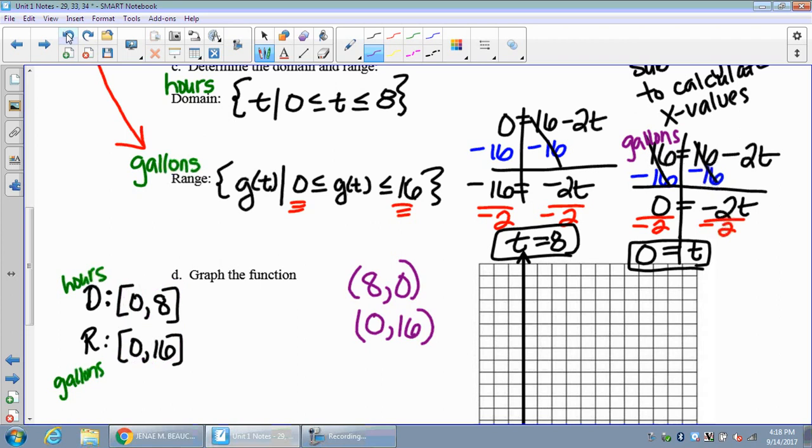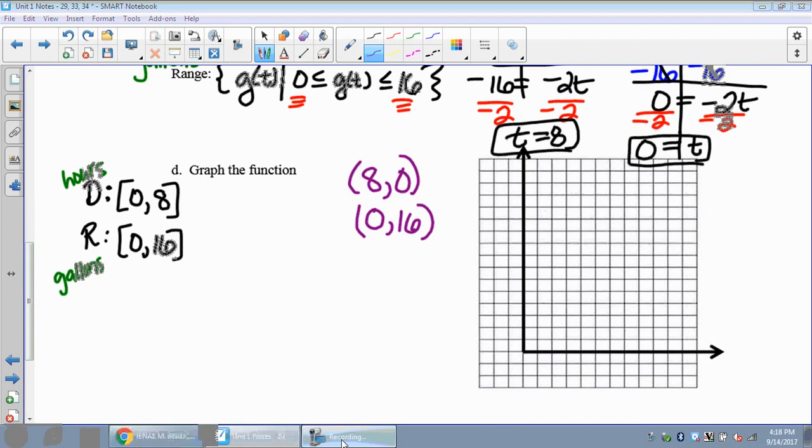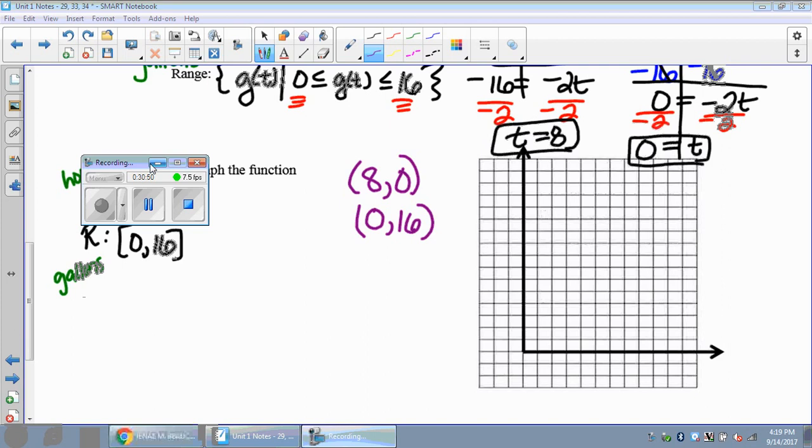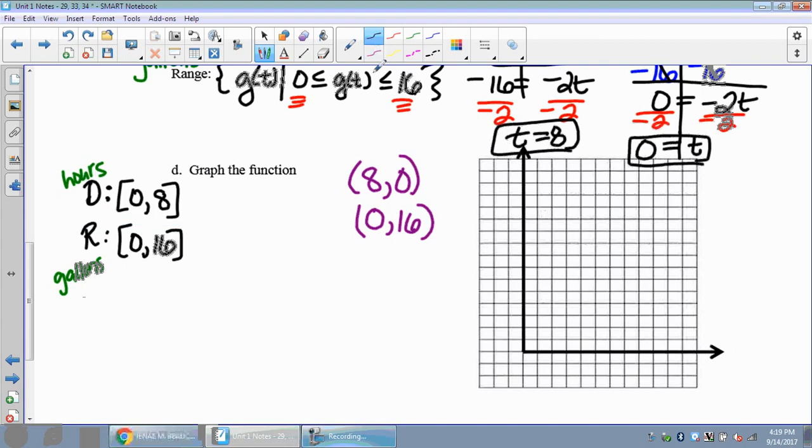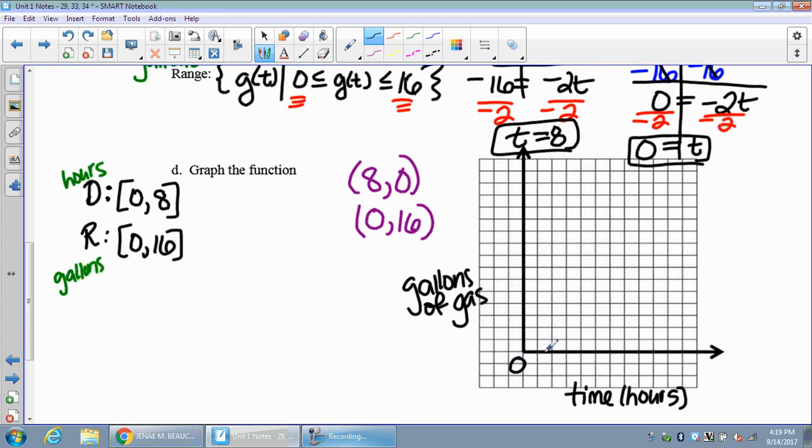So let's graph it so we can see why this is. Let's put our labels. So this is going to be time in hours. This is gallons of gas. For my domain, we're going 0 to 8. So 0, I'm just going to go with not putting anything down. 1, 2, 3, 4, 5, 6. So I can't skip one. So it's going to be 1, 2, 3, 4, 5. Every tick mark is going to be used. 6, 7, 8, 9, 10.